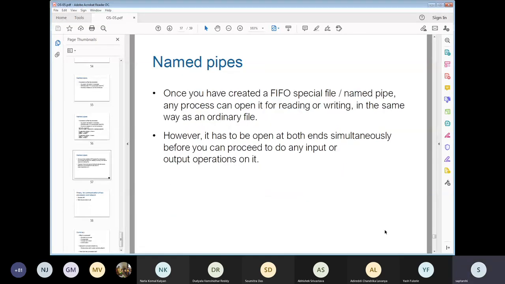So in case of this FIFO or named pipes, once you have created a FIFO special file or a named pipe, then any process can open it for reading or writing in the same way as an ordinary file. However, with one restriction, that it has to be open at both ends simultaneously before you can proceed to do any input or output operations on it.